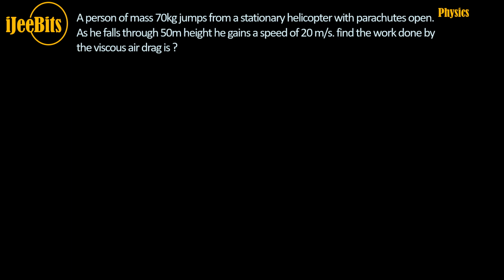Let's see this problem statement. A person of mass 70 kg jumps from a stationary helicopter and the parachute opens. As he falls through a height of 50 meters, he gains a speed of 20 meters per second. Find the work done by the viscous air drag.